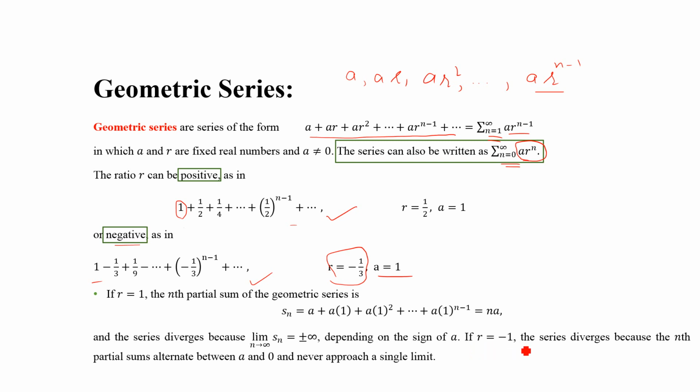If r is minus 1, the series diverges because the nth partial sums alternate between a and 0 and never approach a single limit. When r is minus 1, we have the first term a, then minus a, then a, and so on. So its partial sum is going to be 0 or a, 0 or a. It does not approach a single limit, so the series diverges.